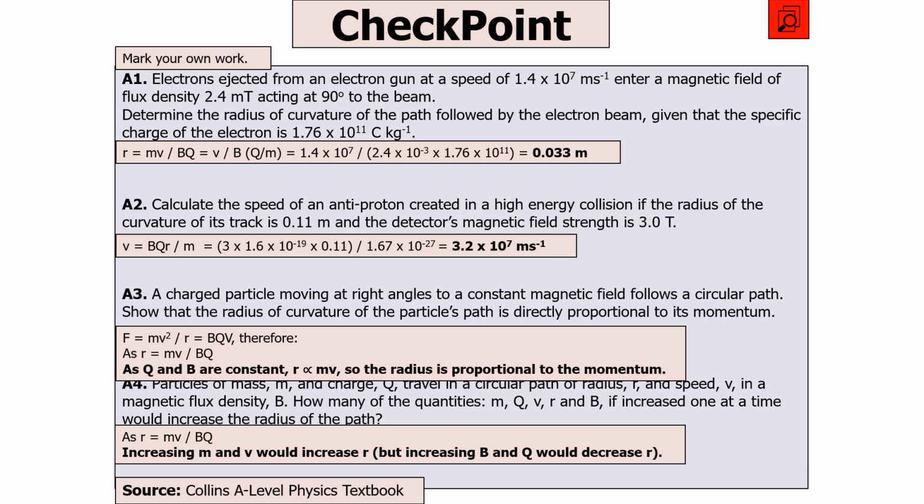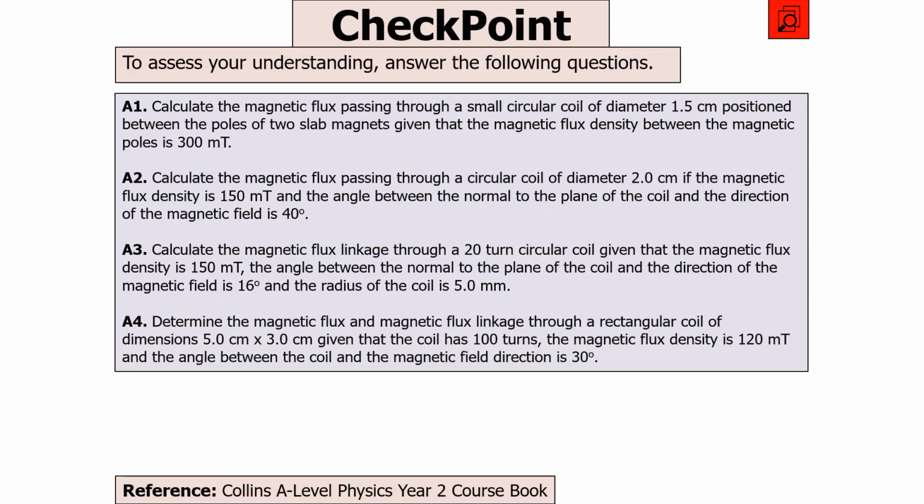The next question says, calculate the magnetic flux passing through a small circular coil of diameter 1.5 centimeters positioned between the poles of two slab magnets, given that the magnetic flux density between the magnetic poles is 300 milliteslas. Then calculate the magnetic flux passing through a circular coil of diameter 2.0 centimeters if the magnetic flux density is 150 milliteslas and the angle between the normal to the plane of the coil and the direction of the magnetic field is 40 degrees.